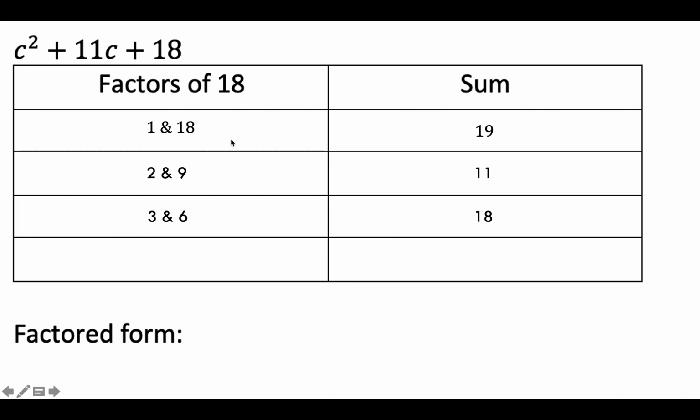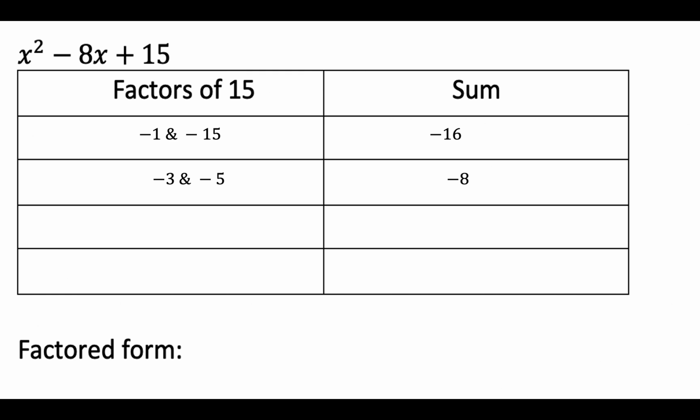So 1 and 18, their sum is 19. 2 and 9, their sum is 11. 3 and 6, their sum is 18. Out of these three sets of factors, which of those added up to 11? 2 and 9. So our factored form is c plus 2 and c plus 9.